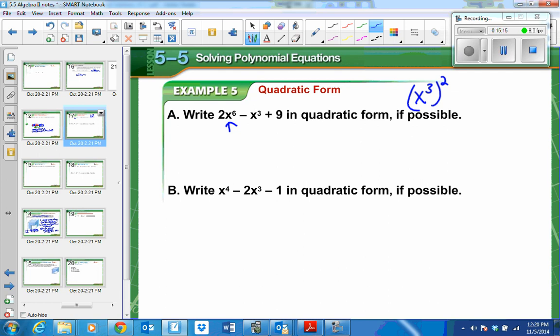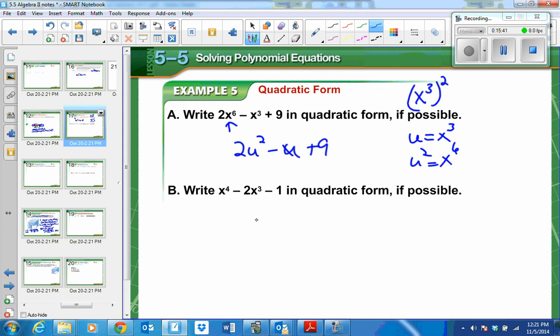So what we would say in this case is that u equals x cubed. When we substitute that into this expression, we're going to have 2u squared minus u plus 9, because u squared is going to equal x to the sixth.